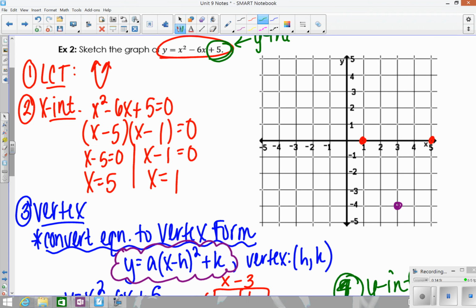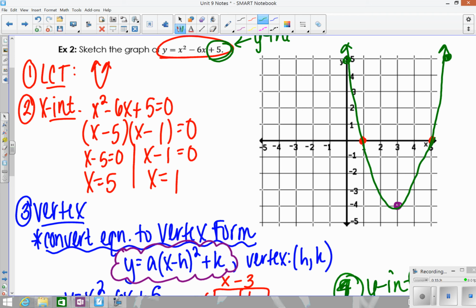So I'm going to go up to 5. I'm going to go ahead and connect these. And my graph would keep going here. And remember that there would be another point that's the same distance away from x equals 3. So it's 1, 2, 3, 1, 2, 3 approximately. Because remember, you have to keep that symmetry.